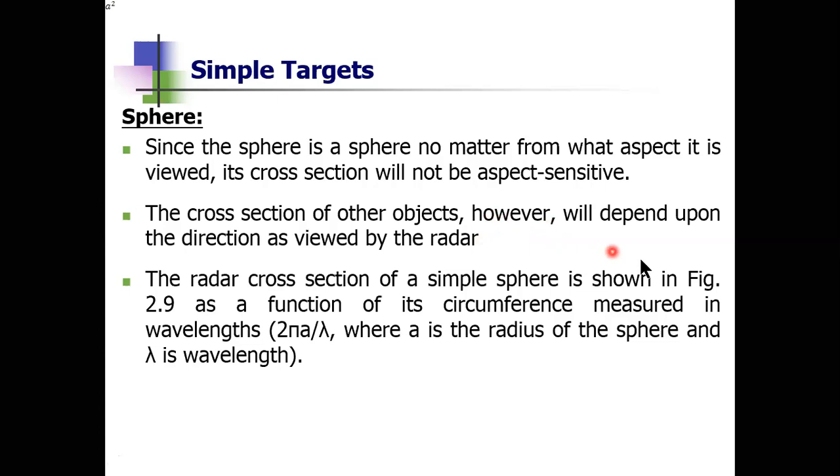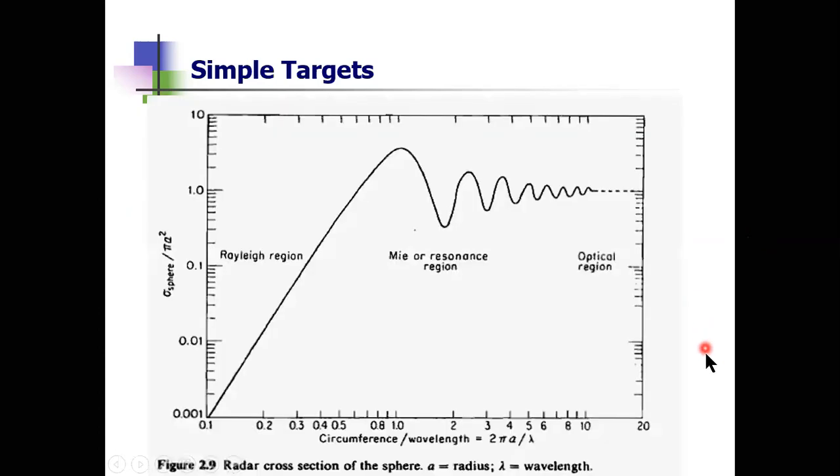Now, I'll directly go to one figure, this one. This is a very important figure. When a video question is asked on sphere, you have to draw this graph. This graph has sigma on the y-axis and circumference on the x-axis, but the normalized versions of both. Sigma is normalized using the projected area, that is pi a square, and circumference is normalized using, what is the unit of circumference? It is meter or centimeter. So it is normalized using lambda, which is also measured in meter or centimeter, right? In this figure, we are going to see three different regions. The first is the Rayleigh region, the second is the Mie or resonance region, and the third is the optical region.